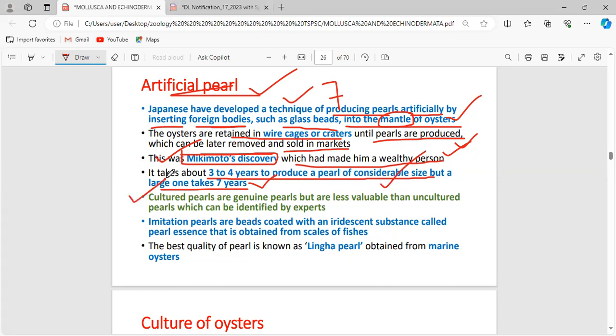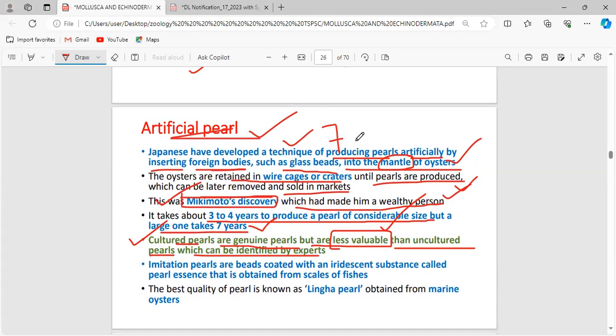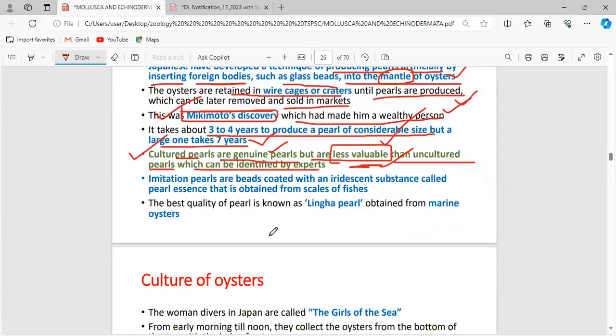Now, cultured pearls are genuine pearls, but they are less valuable than the uncultured pearls, which have been identified by experts. See, whatever we humans discover, we can't beat nature. That is what is explained here. The cultured or genuine pearls are of course genuine, but less valuable than the uncultured pearls.